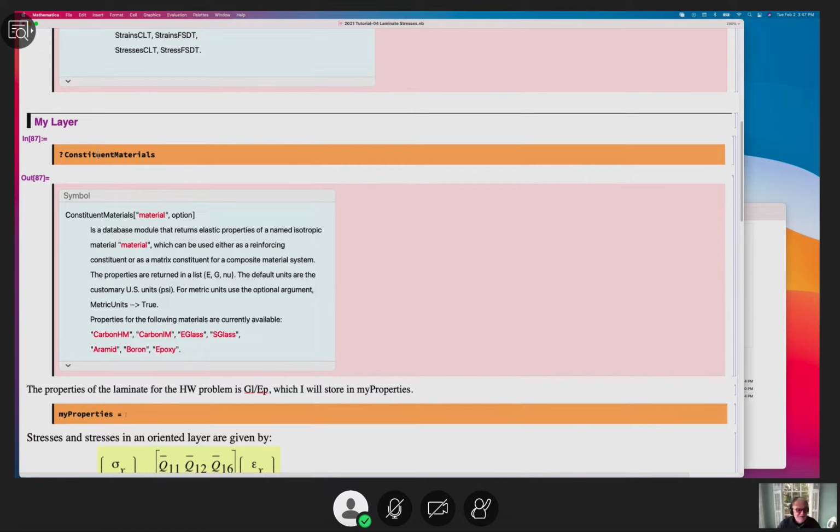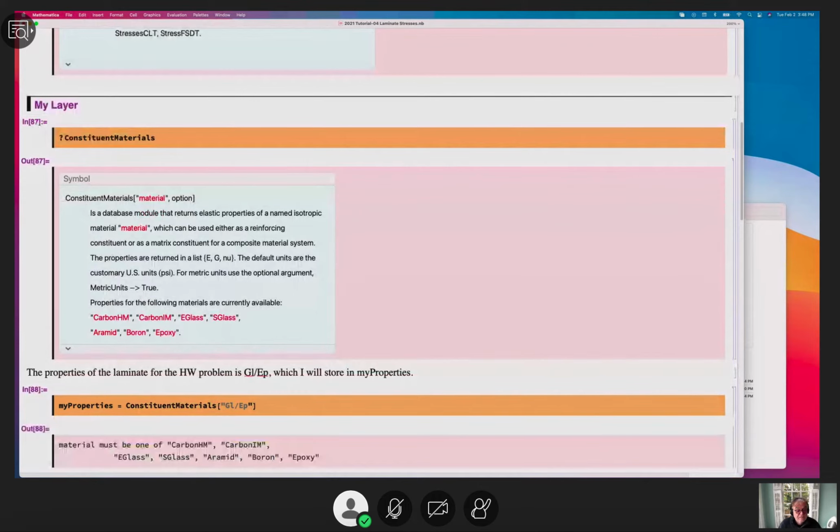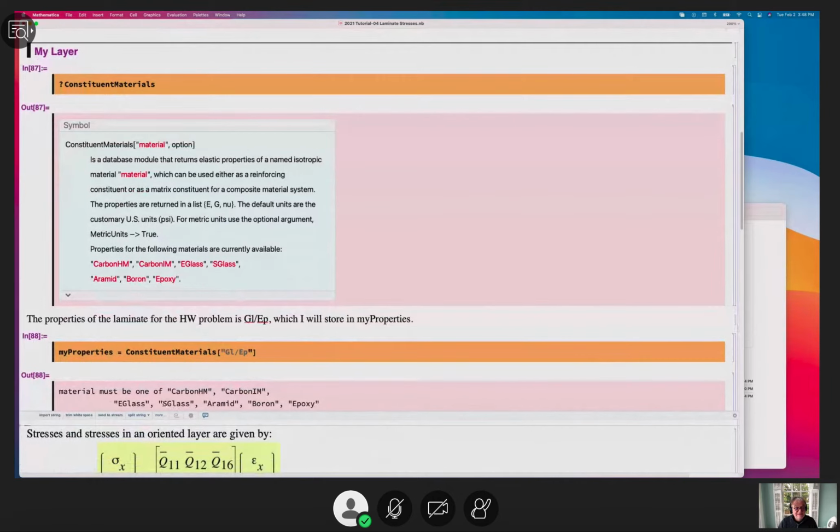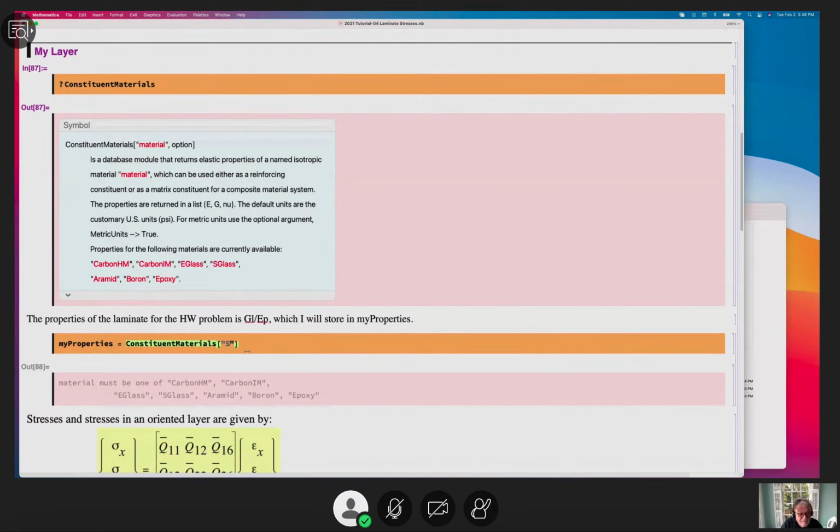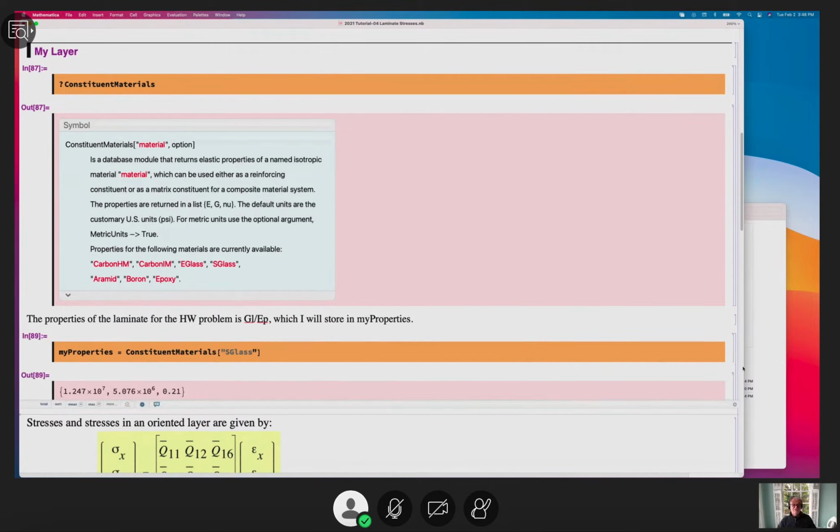So I will say constituent properties. And I will say, I think, less epoxy. And Kazakh says, no, you can't do that, you can only put S-class, for example. Then I will change it to S-class. By the way, this is completely up to you. You can choose a different material yourself if you like. Choose your own material out of this list. So it gives me E1, E2, G12, nu12. Okay?